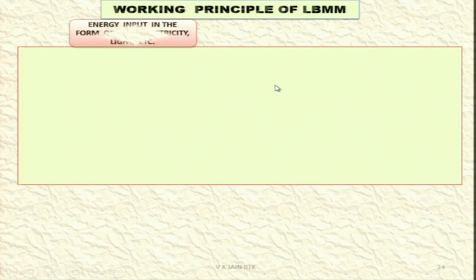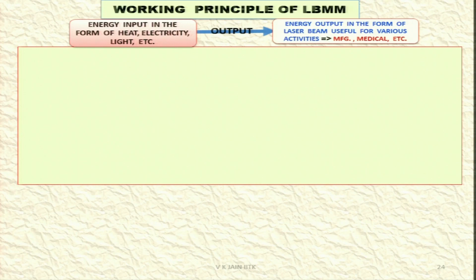Working principle of laser beam micromachining: energy input in the form of heat, electricity, light, etc. Energy output in the form of a laser beam, useful for various activities like manufacturing, medical, etc.